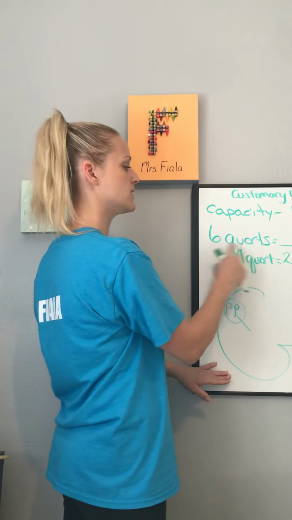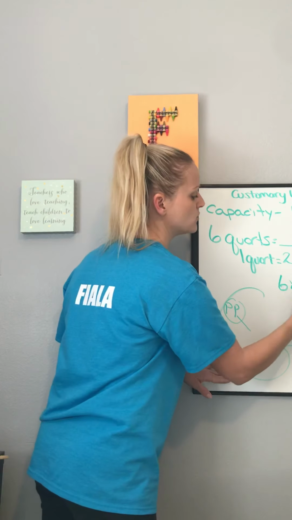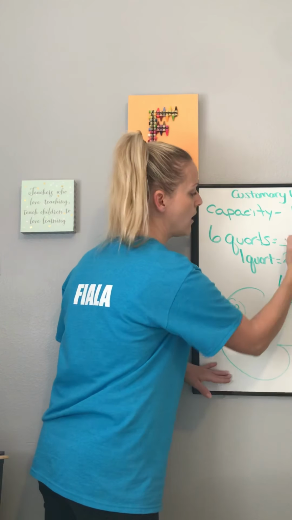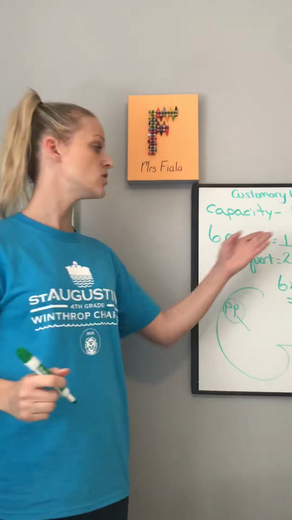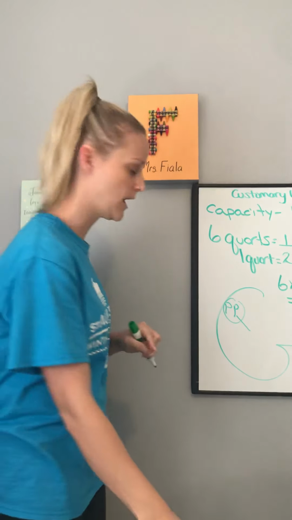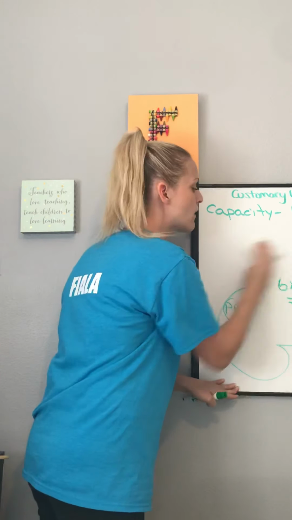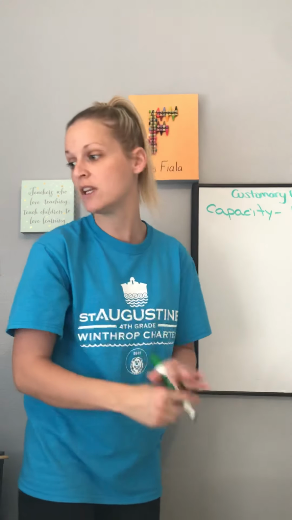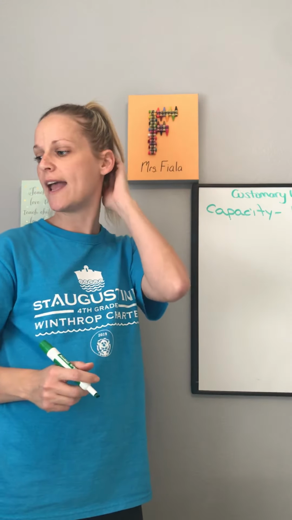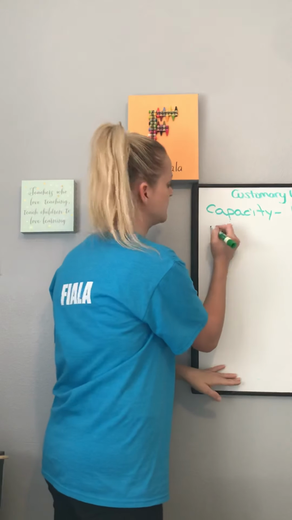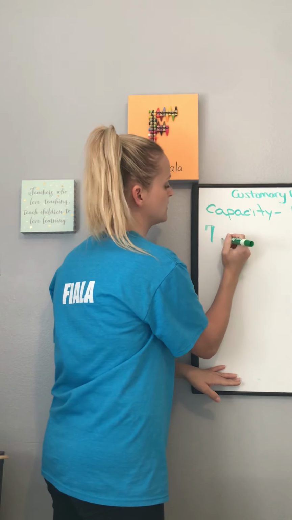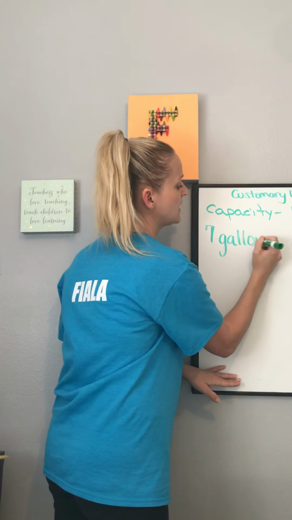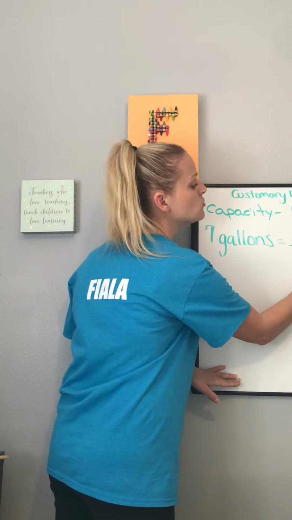Now how do I figure out how many pints are in 6 quarts? I'm going to do 6 times 2, which equals 12. So 6 quarts equals 12 pints, okay? That is how I solve all of my conversion problems. So even if I had to convert, if I had 6 gallons, actually let's do 7 gallons since we just did 6. So 7 gallons is how many, let's do cups.